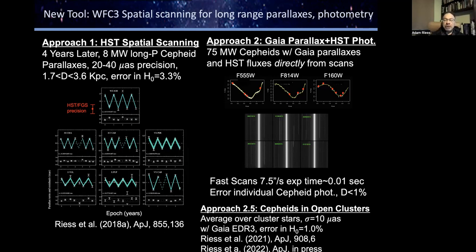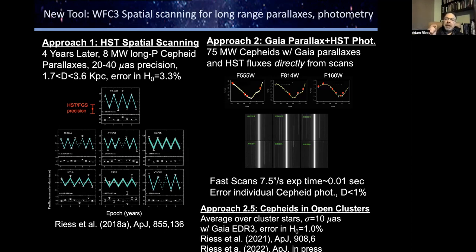And then most recently, just in the last few months, what I would call approach 2.5, it still uses Gaia parallaxes, but there are a couple dozen Cepheid variables that live in star clusters, what are called open clusters. And these clusters have hundreds or thousands of bright stars.